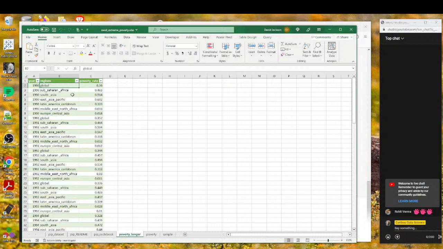Of course, global is a little bit funky. That's the total for everything. But you can look here. You can see that in sub-Saharan Africa, the percentage of the population below the poverty line is higher than the global average. And you can see these various things down here. Europe and Central Asia, on the other hand, is less than the global standard, and so forth. So you have one year for each one of these regions or variables.